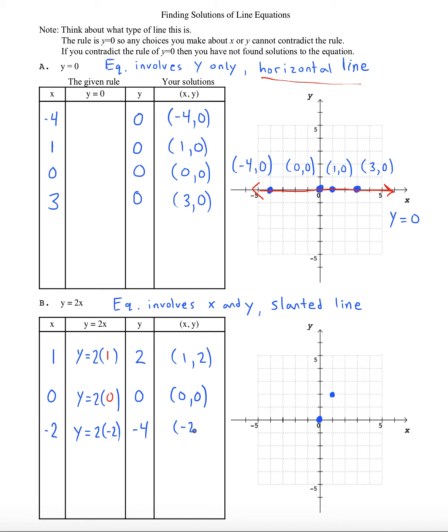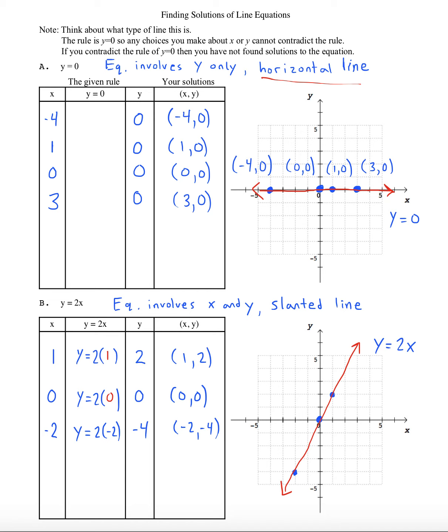Now we got (-2, -4). So you can see why it's so critical to know what type of line you have, because the procedure is different depending on whether you have a slanted line or horizontal or vertical. Okay, let's just connect them. Okay, and label our line. y equals 2x. Nice.